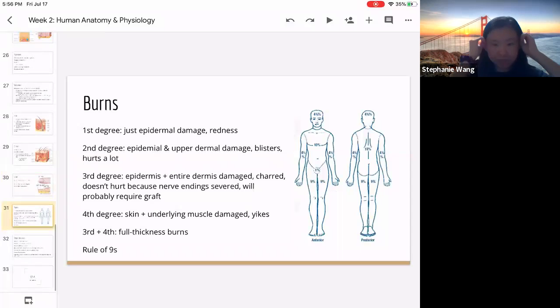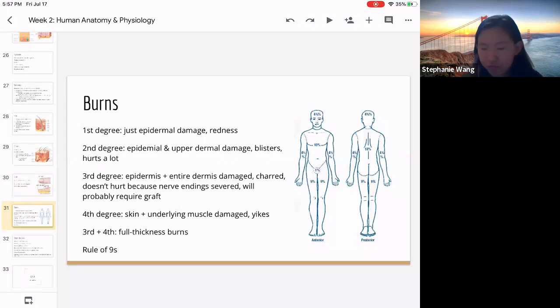So burns. This is very important because there are a few questions on the homework that talk about burns, but basically on the right, you can see the diagram of a person. The chest accounts for 18% of the skin area, and you can see each part of this.